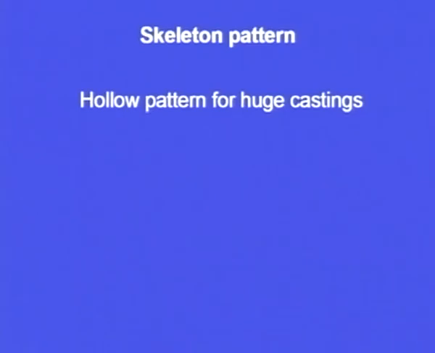Next one is skeleton pattern. This skeleton pattern is used for making very huge castings. Suppose big turbine impellers are to be manufactured. These turbine impellers are very big. In such times we have to use skeleton pattern, meaning when the pattern requires a lot of pattern material, instead of using the solid pattern we can use a hollow pattern. So that is the skeleton pattern.